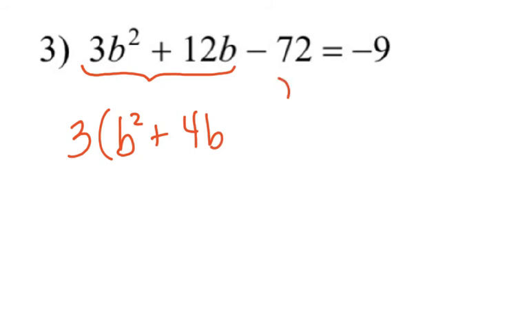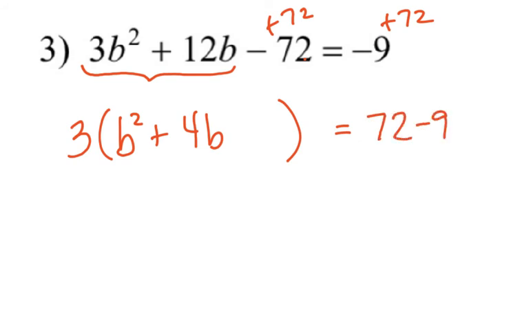And then because I need to make this a perfect square trinomial, I'm going to leave some space. I'm not going to factor 3 out of the negative 72. I can either leave the minus 72 like that, or I can just go ahead and add it to the other side and be done with that part of it. So I'm going to have 72 minus 9.